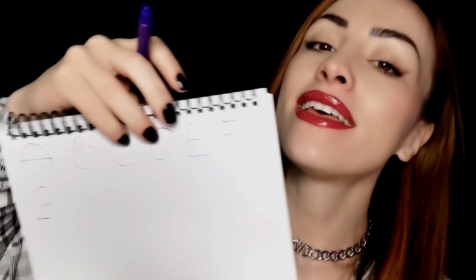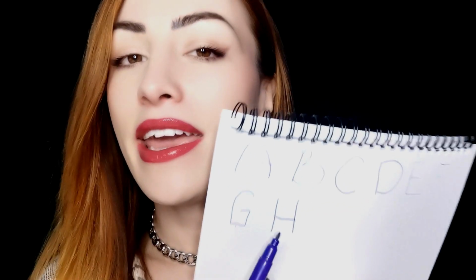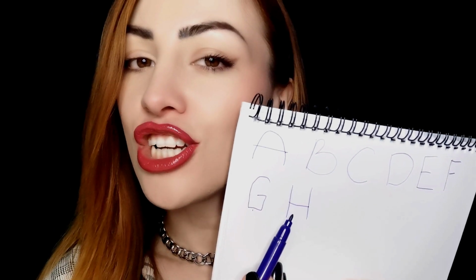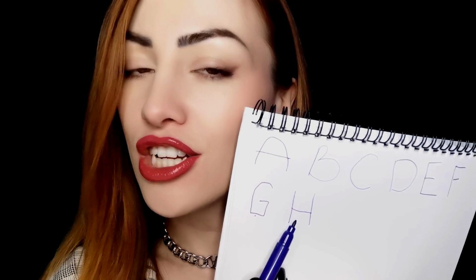The next letter would be G. G in English would be "jee", and in French it's "zhay". H in English would be "aitch", and in French "ash".